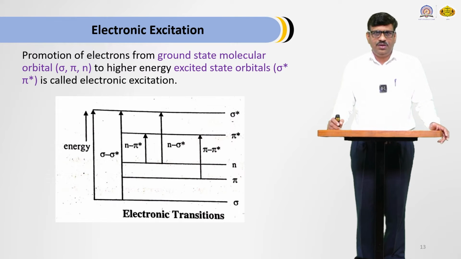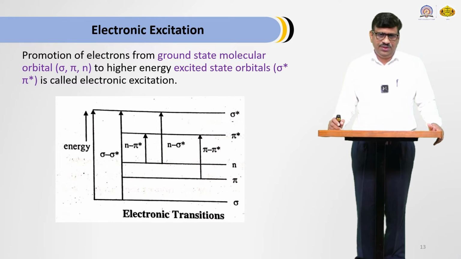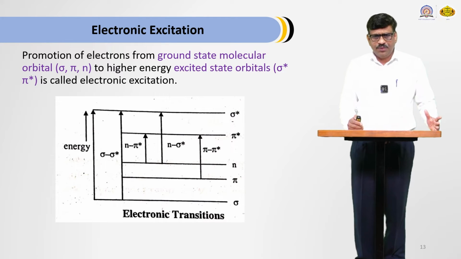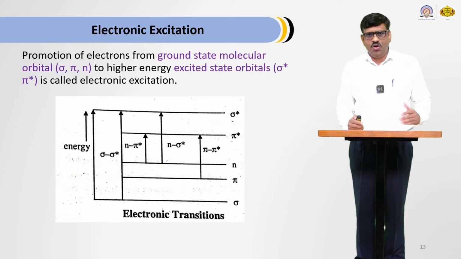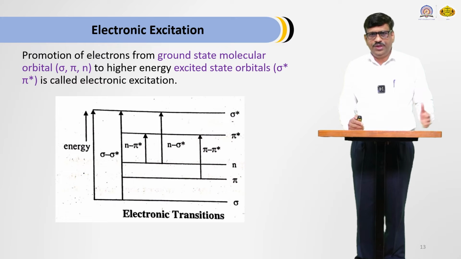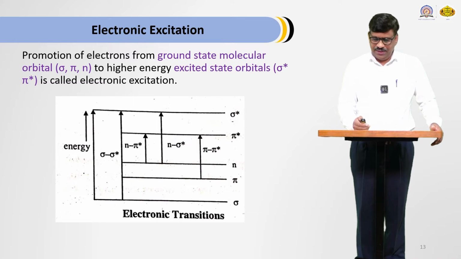This diagram shows how that electronic excitation takes place, and it also shows the energy required for various electronic excitations. In this case, sigma to sigma star transition requires maximum energy, then pi to pi star, n to sigma star, and n to pi star. These are the transitions which take place. It means the electrons present in bonding molecular orbitals or non-bonding molecular orbitals are promoted to higher energy antibonding molecular orbitals, that is pi star and sigma star.